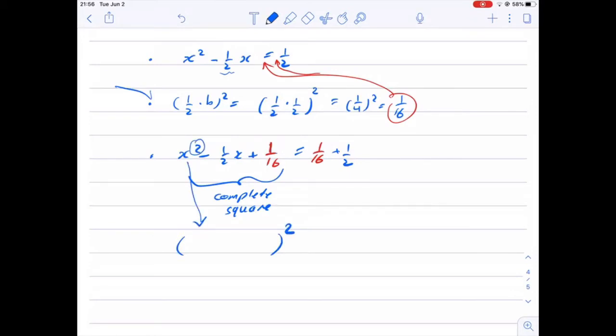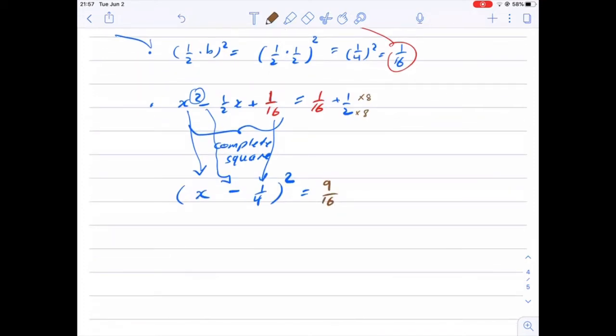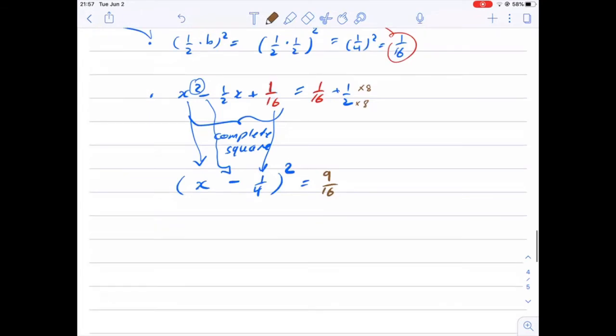And then x squared, what is the square root of x squared? It is x. The square root of 1 over 16 is just 1 over 4, and the sign of the middle term is negative. Now the right hand side, we need to simplify this, so let's get a common denominator. So we multiply by 8. 8 plus 1 is 9 over 16.